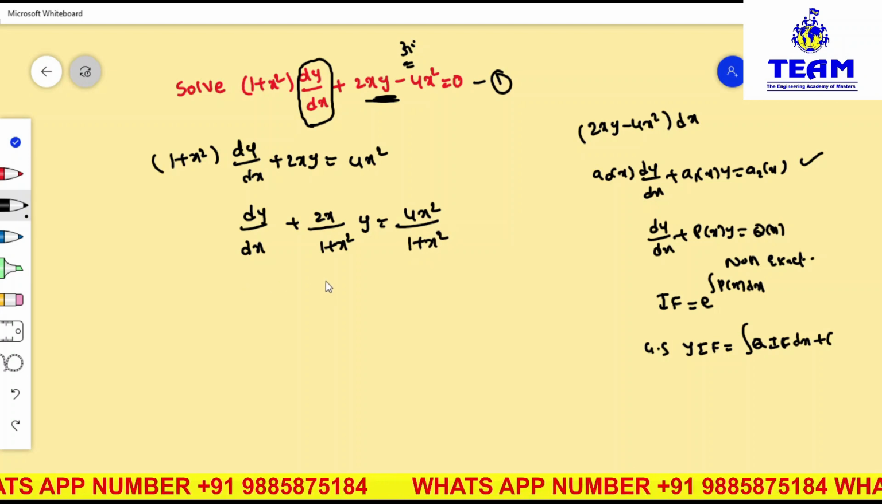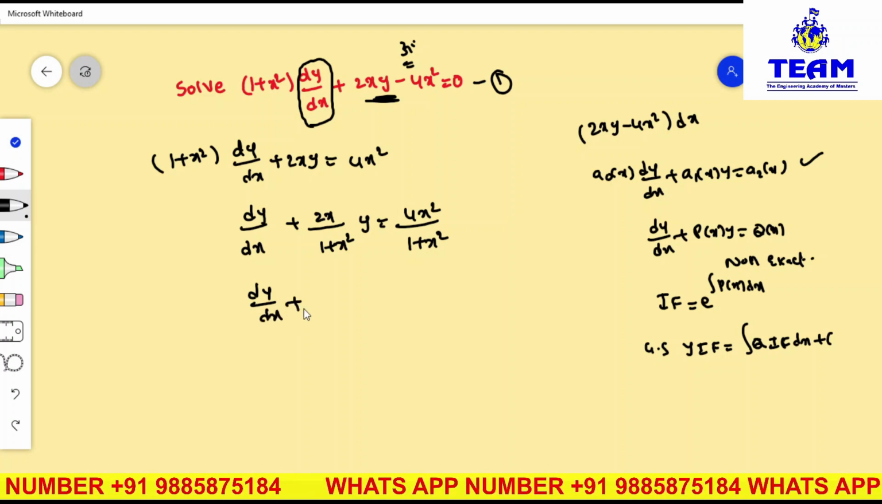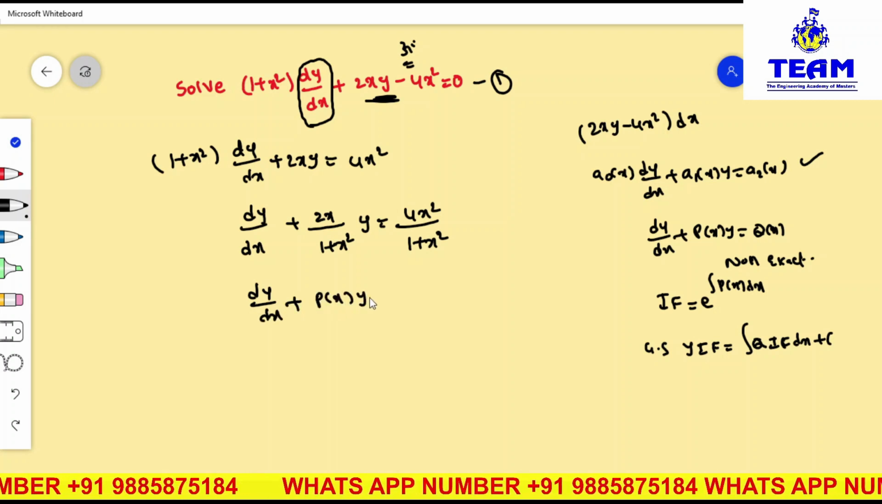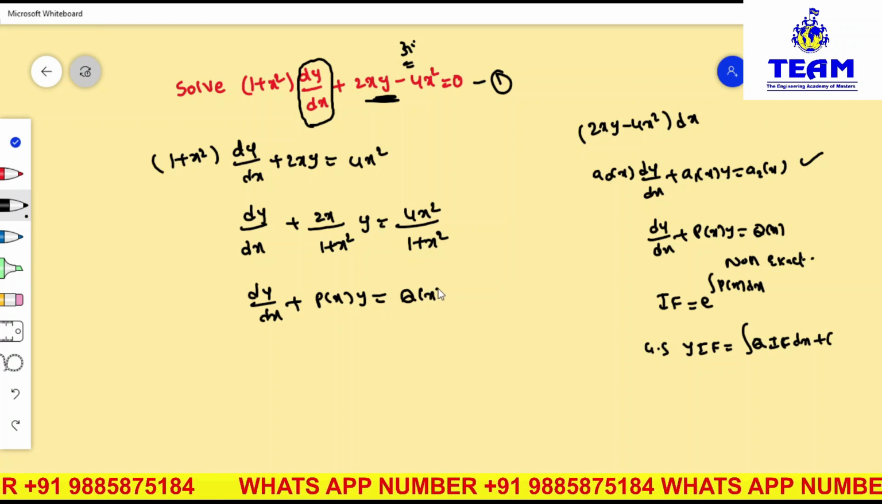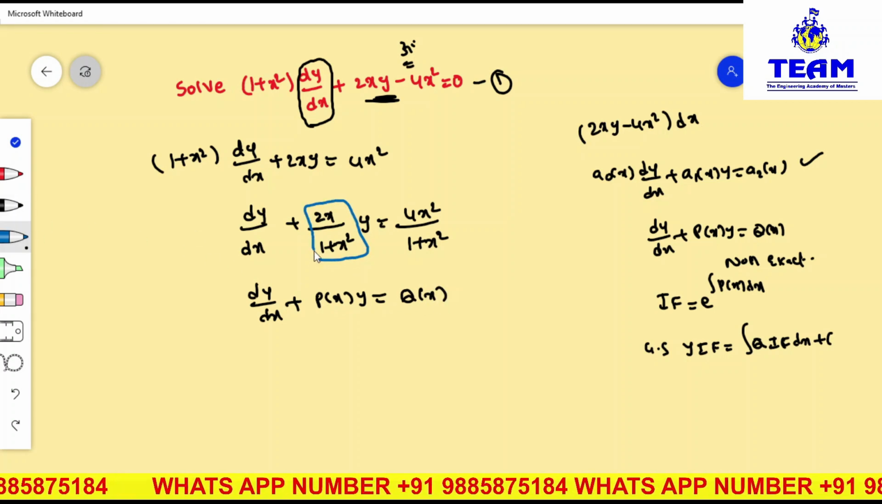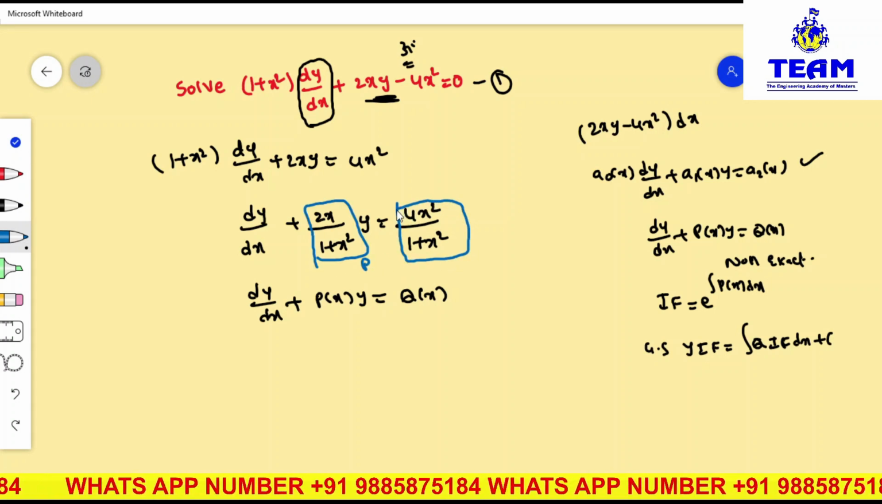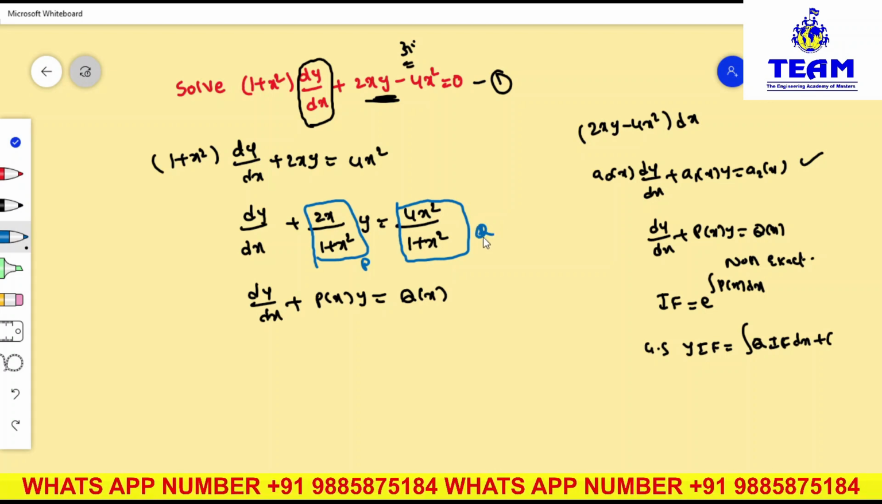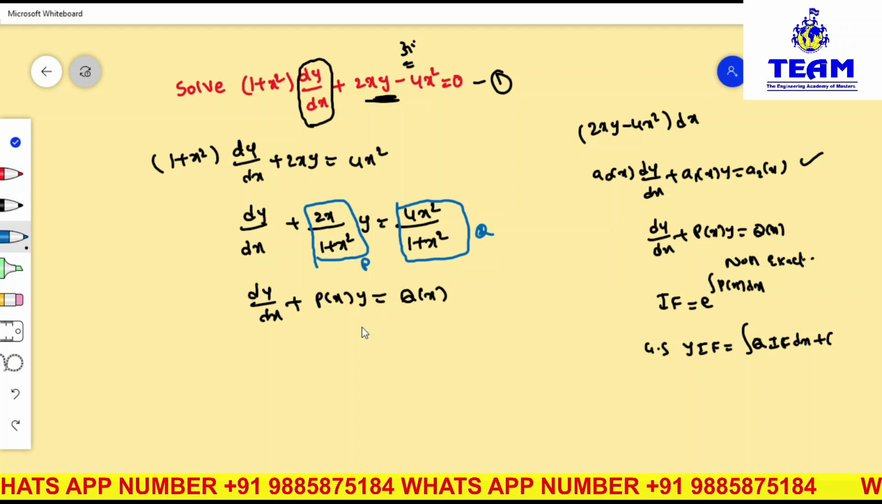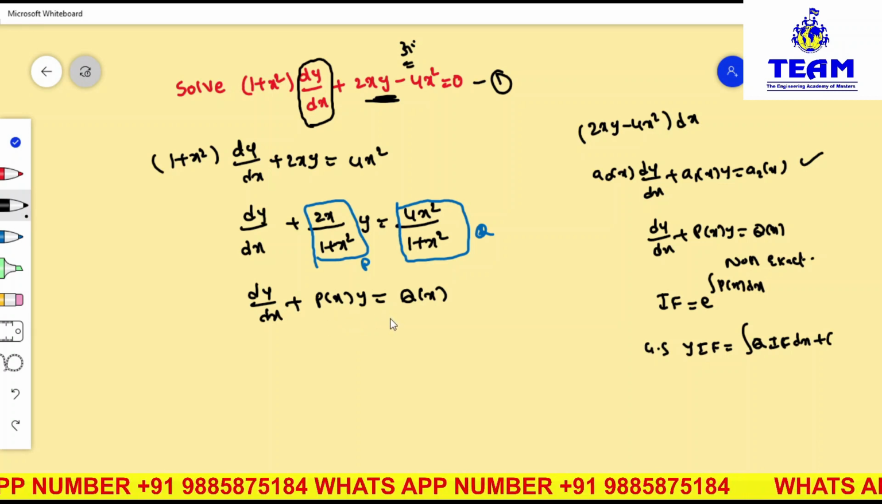Okay, friends. Now compare this one with dy by dx plus p of x into y is equal to q of x. So what is the p here? P is nothing but 2x by 1 plus x square. And what is q? 4x square by 1 plus x square is q of x. Now we know that the linear differential equation of first order first degree is not exact.